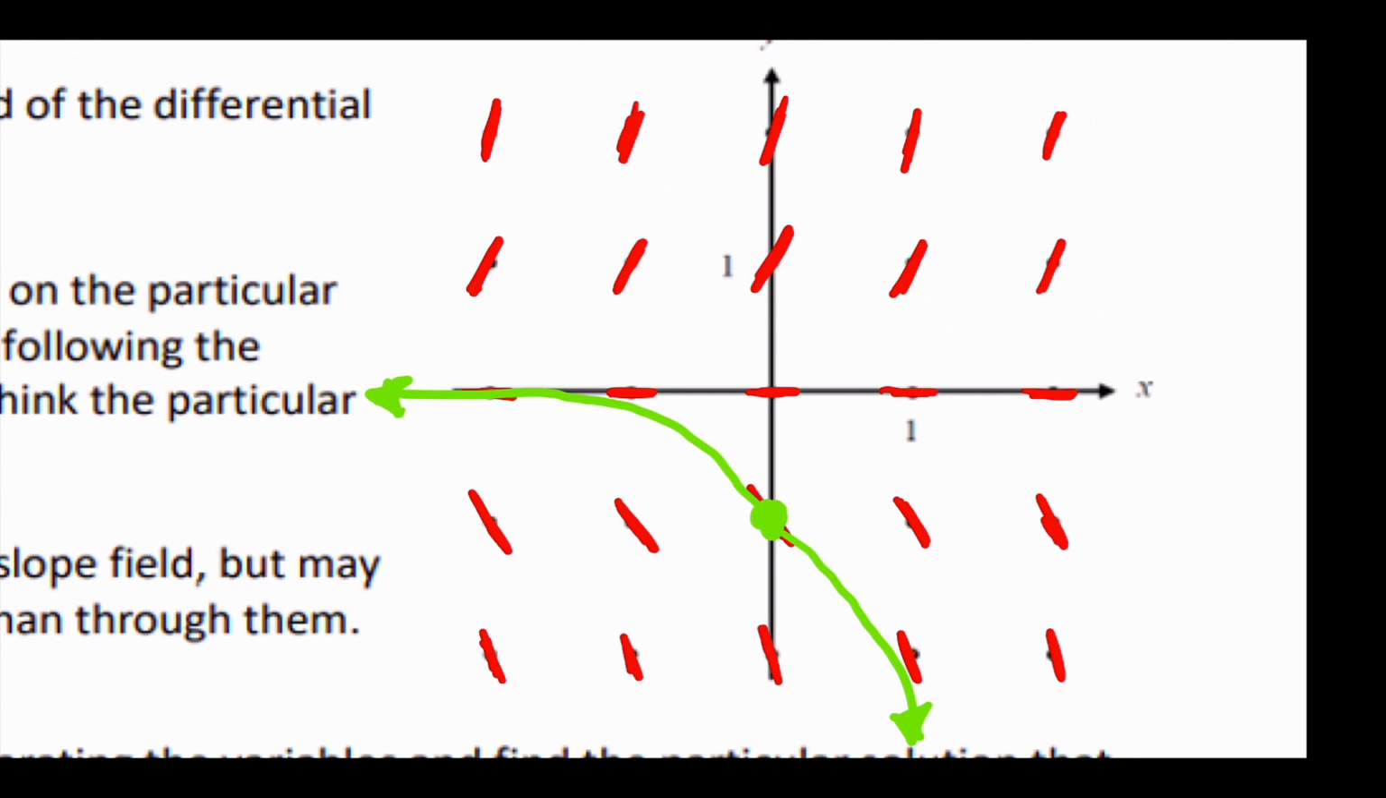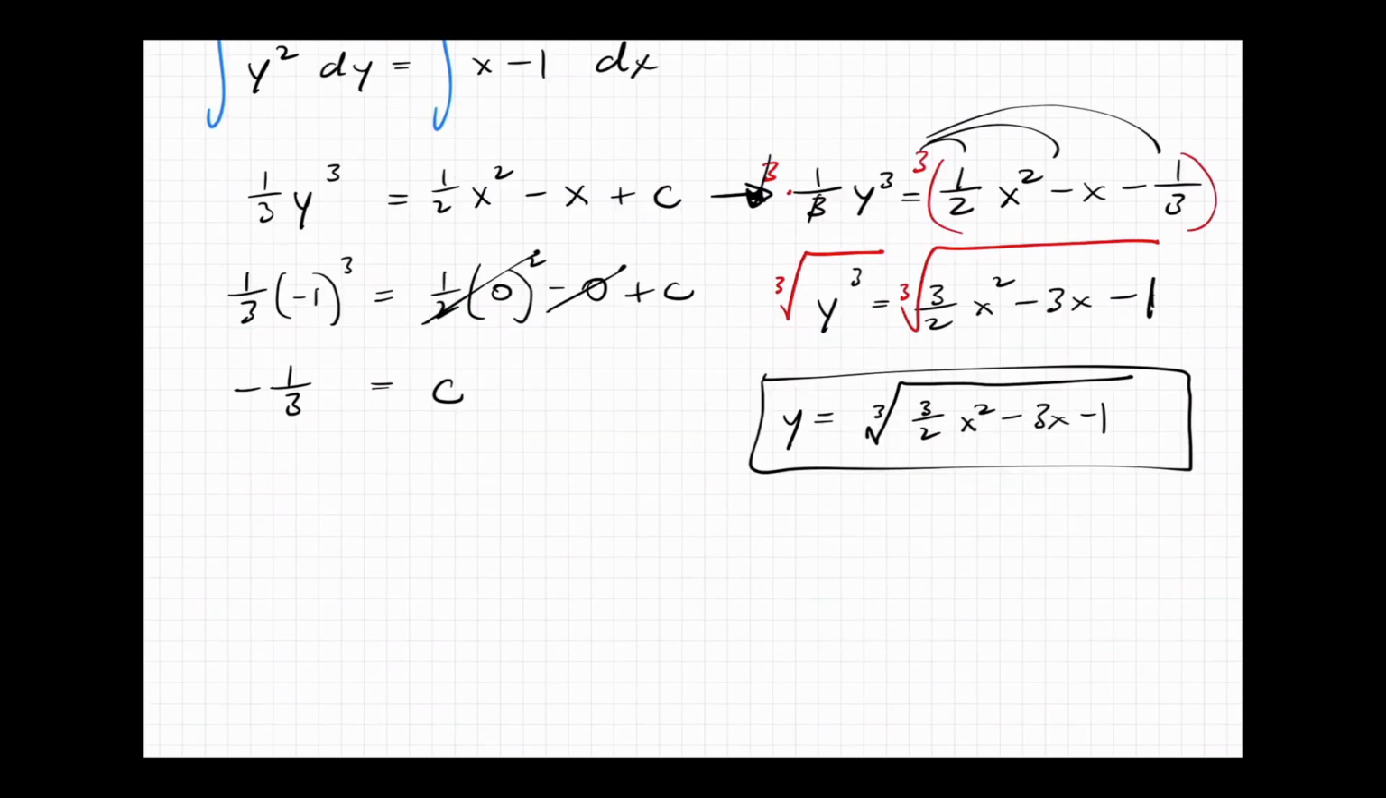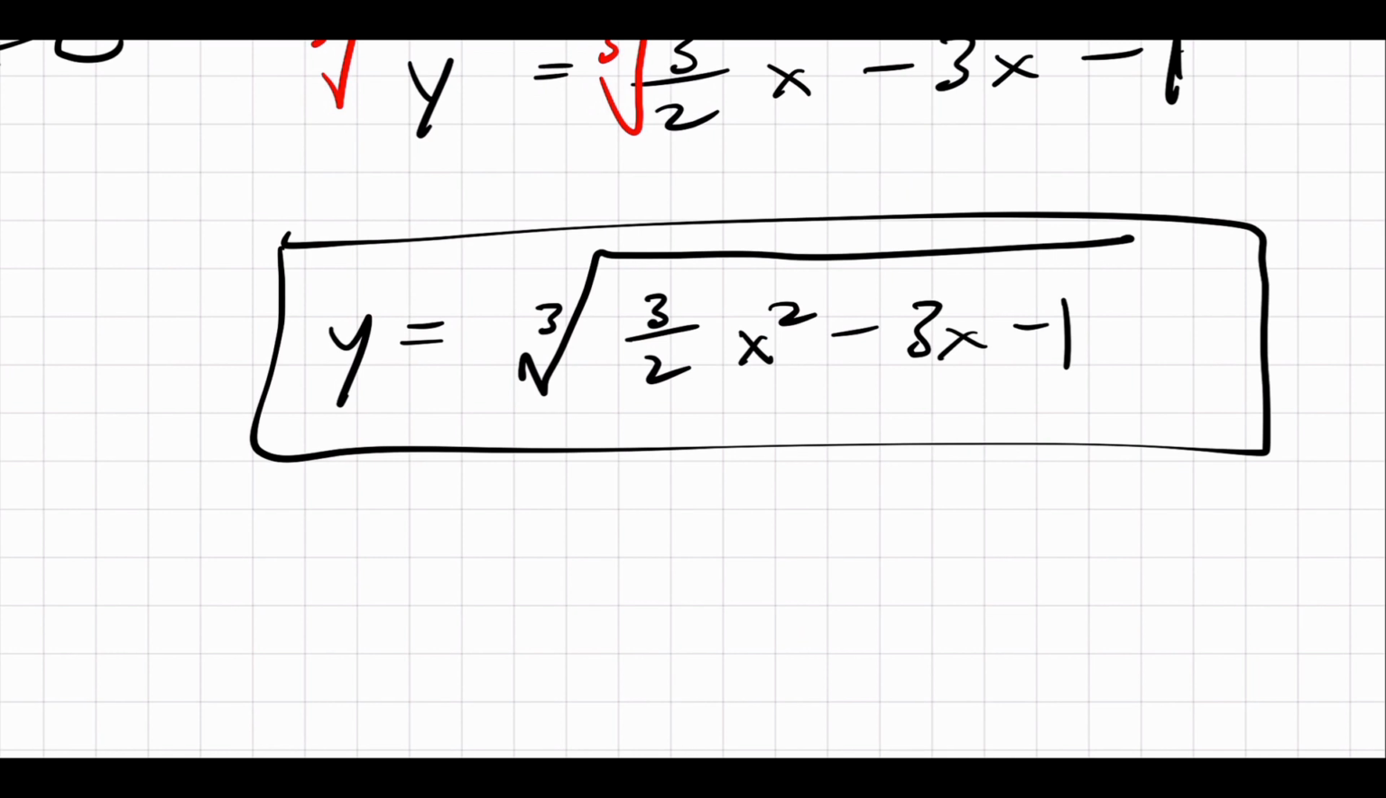Here's the big question. What is a solution? We just got a solution, right? There it is right there. That's our solution, right? What does that mean when we say solution? When I say that's a solution, what does that mean?